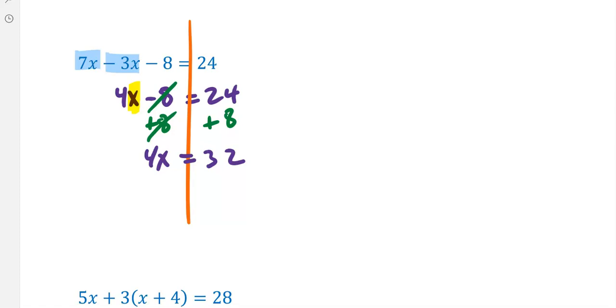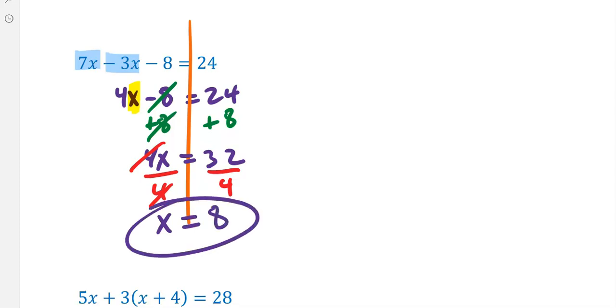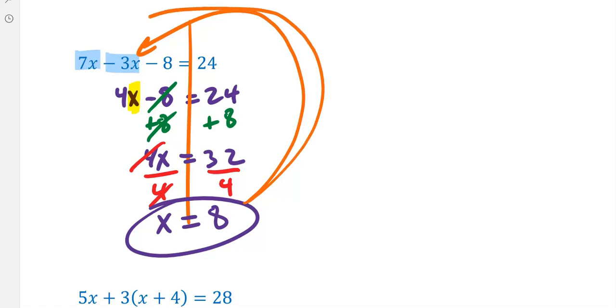Now I'm going to undo the multiplication by dividing by 4. When I do that, those 4's cancel each other out, and I have just x equals 32 divided by 4 is 8. And if I want to make sure that that answer is correct, of course, I would put that 8 back in for x in the original equation and make sure that when I simplify that side, it equals 24 on that side.